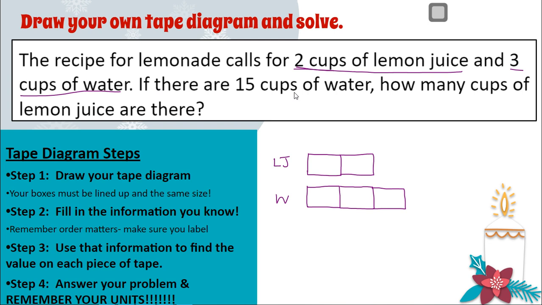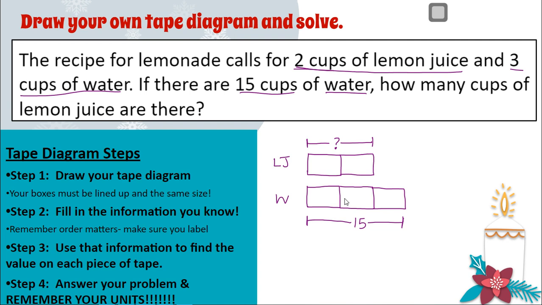If there are 15 cups of water. So this is representing the water. Okay, so down here, we're going to have a little line that goes all the way across to represent these three whole boxes. Okay, so we have 15 cups of water. How many cups of lemon juice are there? So up here, we're trying to find how many cups of lemon juice we need, right? Or how many there are in our recipe.